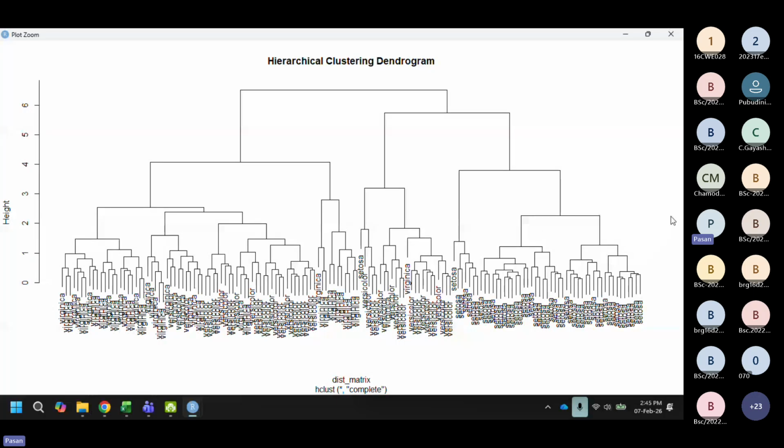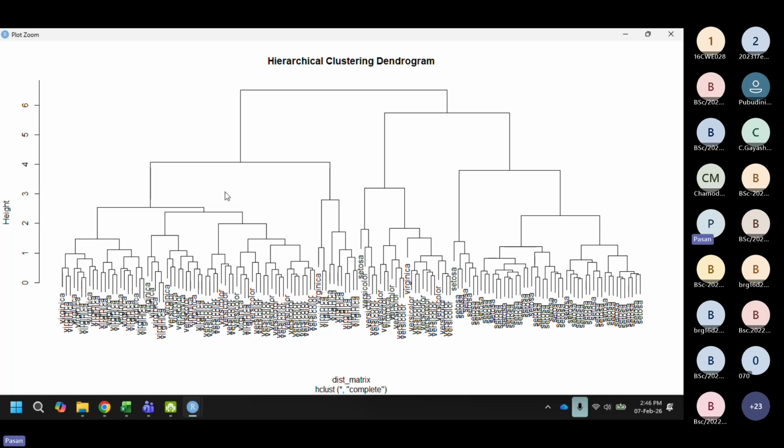So like that, you can decide what height you want to cut, and then you can see how many clusters you can have. You can decide to go with two clusters or three clusters or four clusters, depending on what height you like to cut. That will give us some idea of how many clusters you can have.